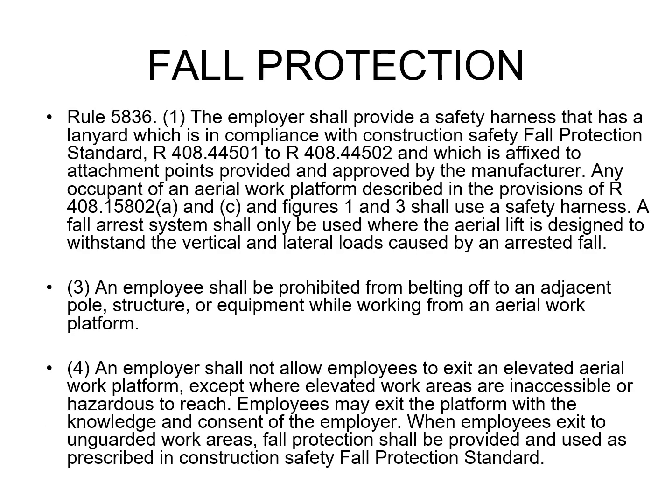Fall protection. This comes from the OSHA standard, Rule 58.36. The employer shall provide a safety harness that has a lanyard which is in compliance with construction safety fall protection standard and which is affixed to attachment points provided and approved by the manufacturer. Any occupant of an aerial work platform described in 408.15802 A and C and figures 1 and 3 shall use a safety harness.